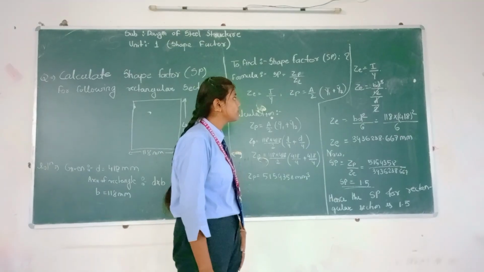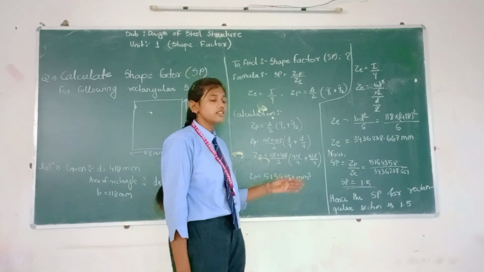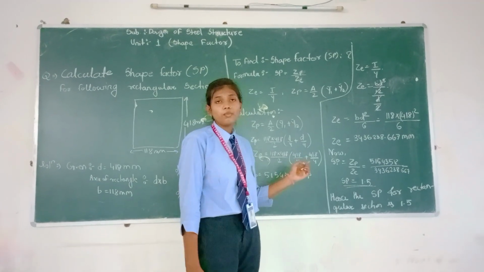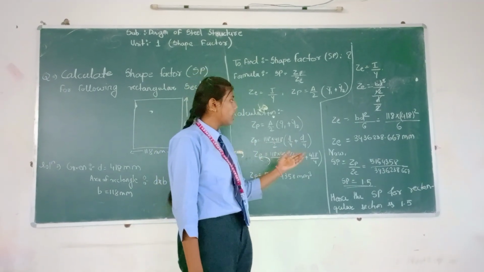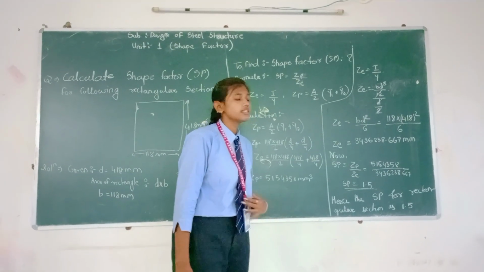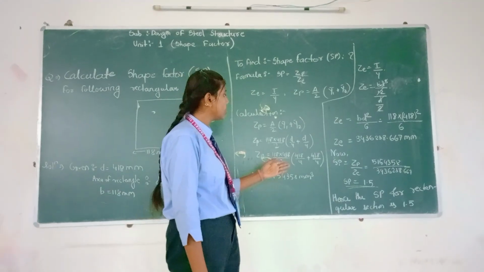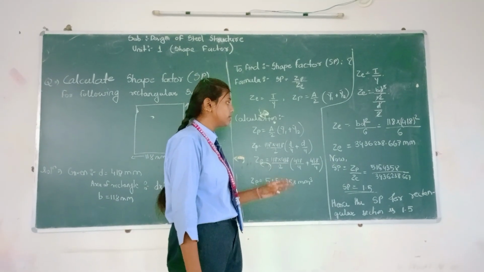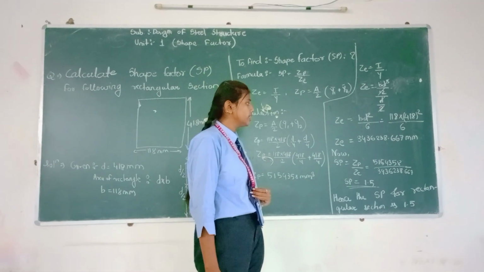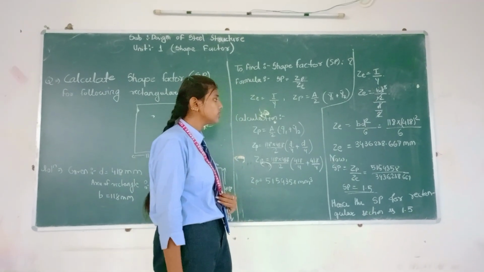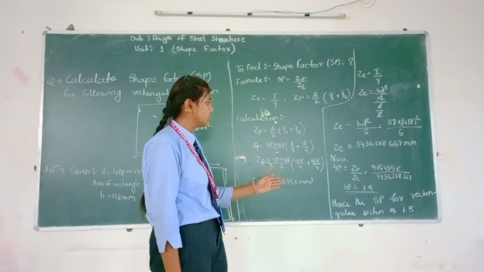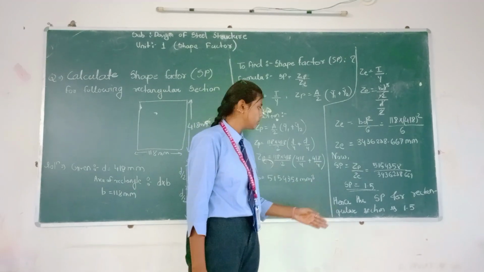ZD is equal to B into D square upon 6, which is equal to 118 into 418 square upon 6. Then the ZD answer is 3436238.667 mm cube. Now SP is equal to ZP upon ZD, which is equal to 515358 upon 3436238.667. Then SP is equal to 1.5.